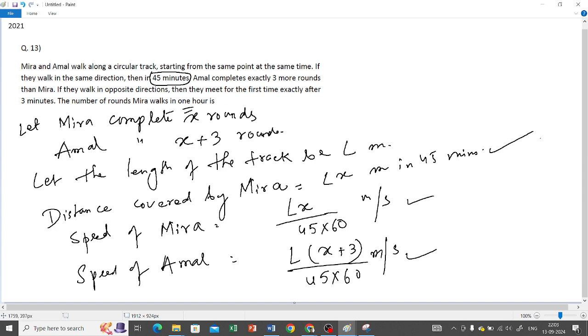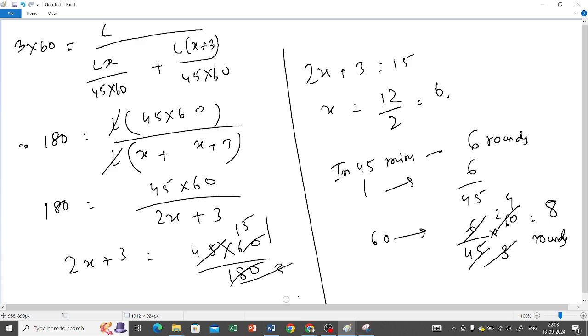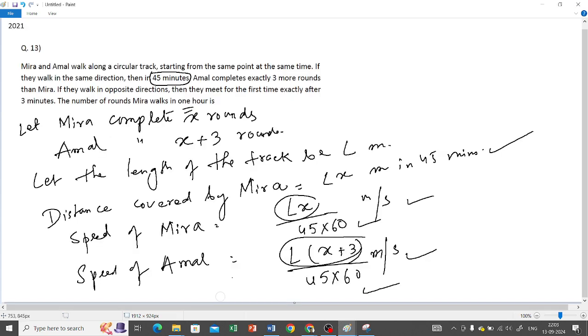Yes, sir. Now, what is the speed of Mira? The speed of Mira is the distance covered by Mira divided by the time taken. What is the speed of Amal? The distance covered by Amal divided by the time taken. Now, it is given that they meet for the first time after 3 minutes.